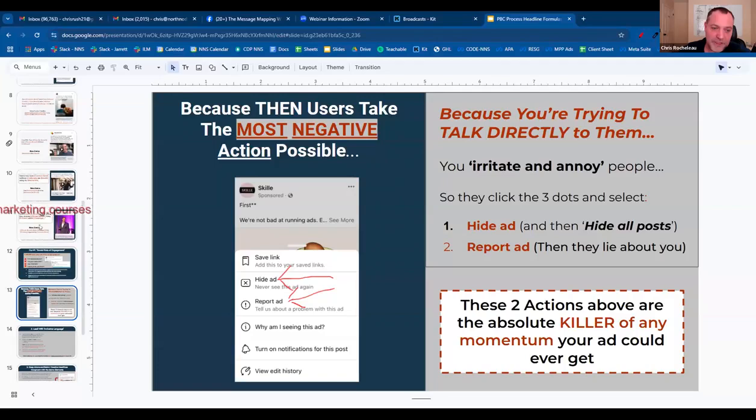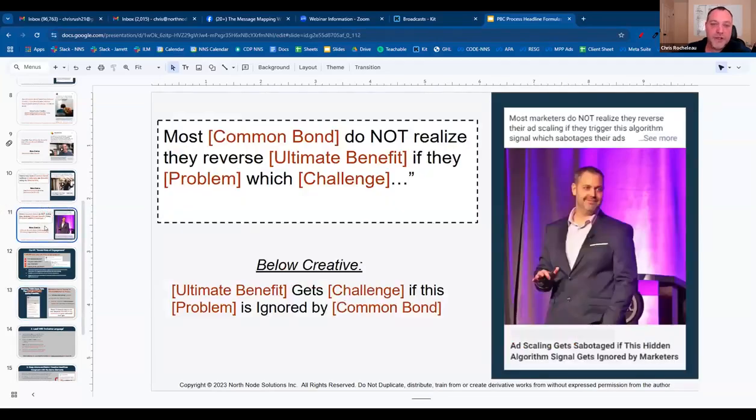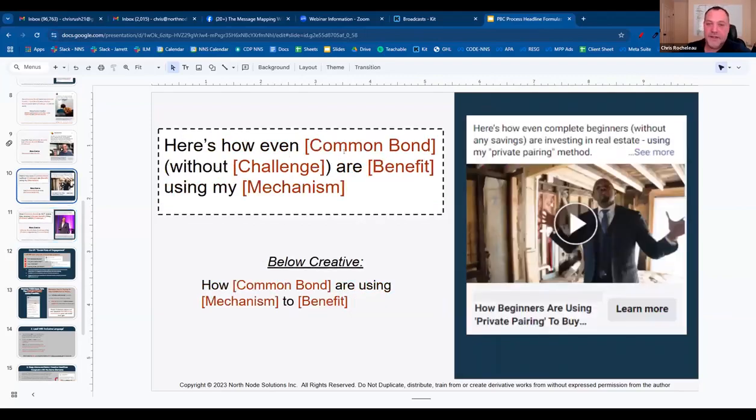And remember, if you look at these headline formulas, do you see the word you in here anywhere? Most common bond. Okay, so instead of saying, are you suffering from this? Instead, indirectly call out your avatar or your common bond. Most marketers do not realize, right? Okay, here's how even complete beginners. He's not saying, do you know what traditional ads?